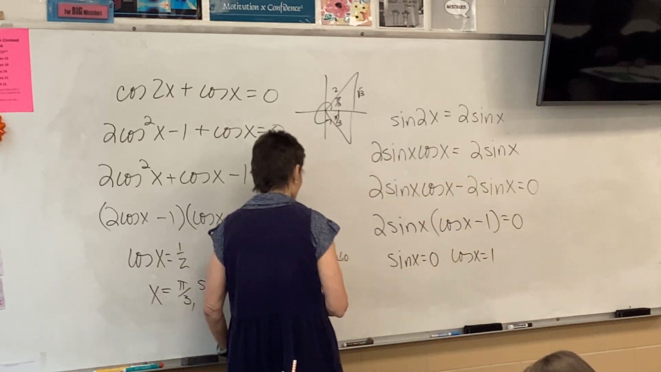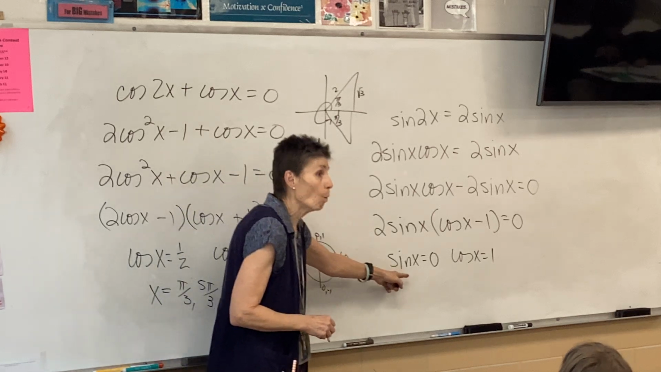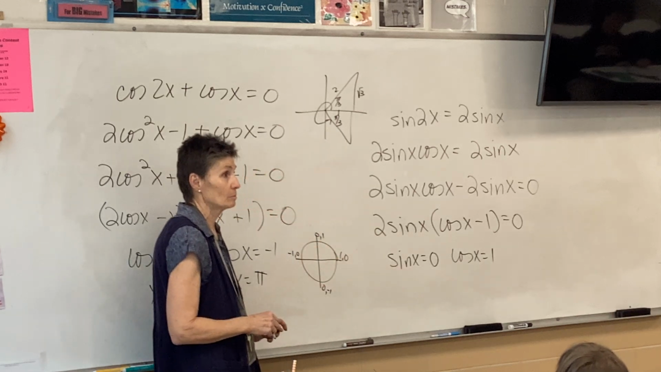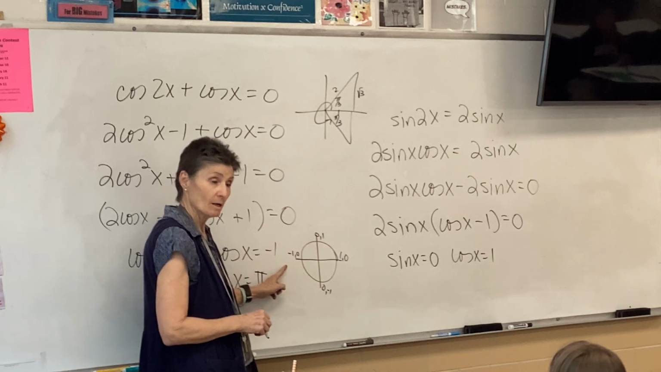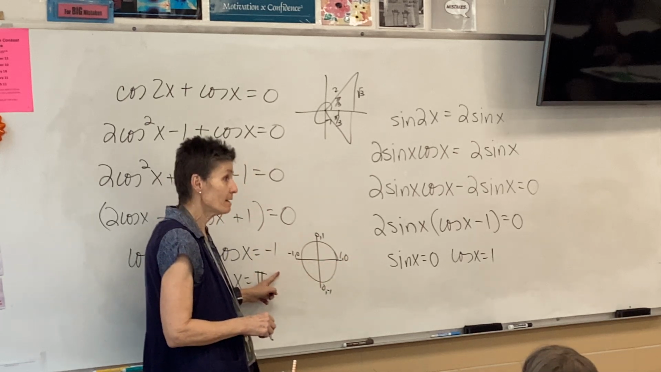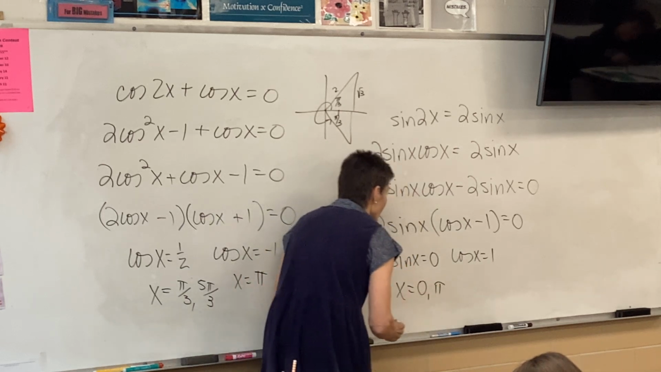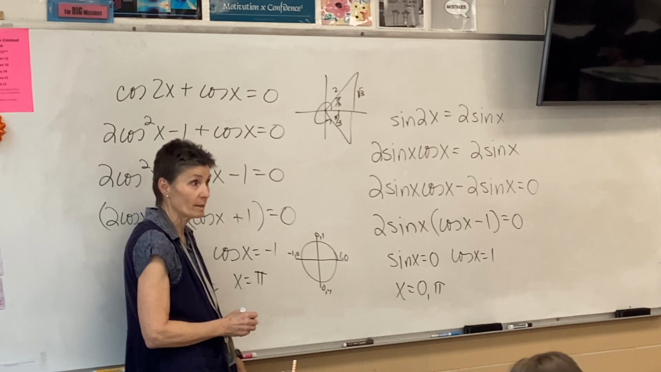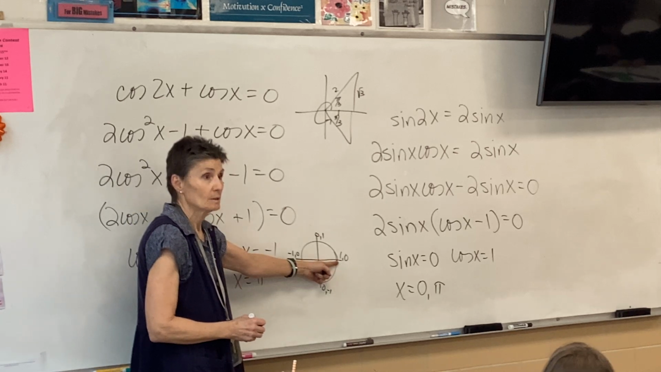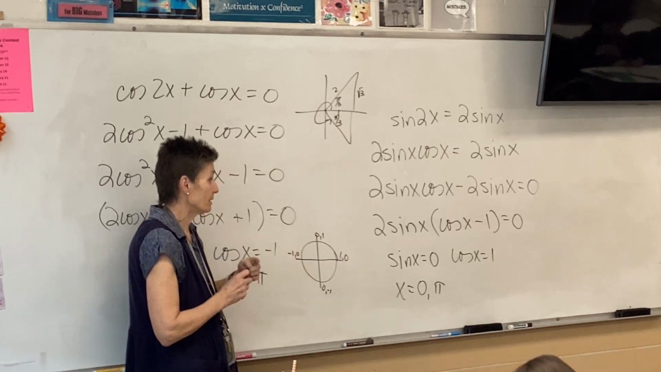Okay, so here's my circle. Where is y 0? 0 or pi. Pi. 0 and pi. So 0 and pi. Where is cosine x 1? 0. Already got that one. So just 0 and pi. The answers are 0 and pi.